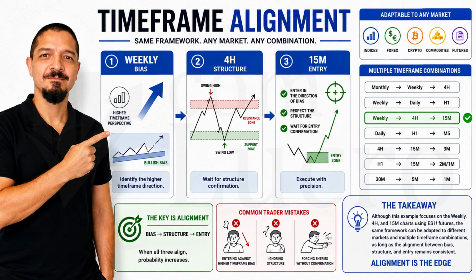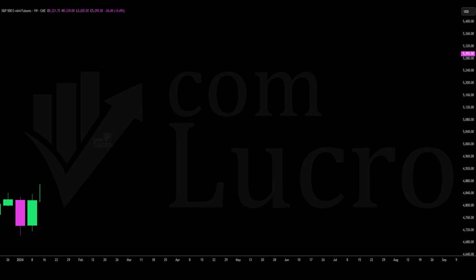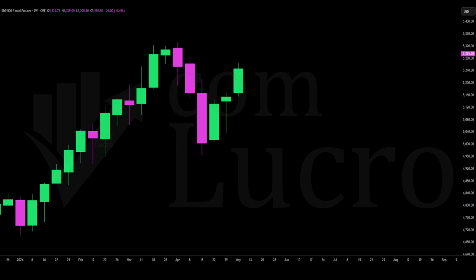Although this example focuses on the weekly, 4-hour, and 15-minute charts using ES1 futures, the same framework can be adapted to different markets and multiple time frame combinations, as long as the alignment between bias, structure, and entry remains consistent. Now let us move into the real chart execution of the strategy step by step.